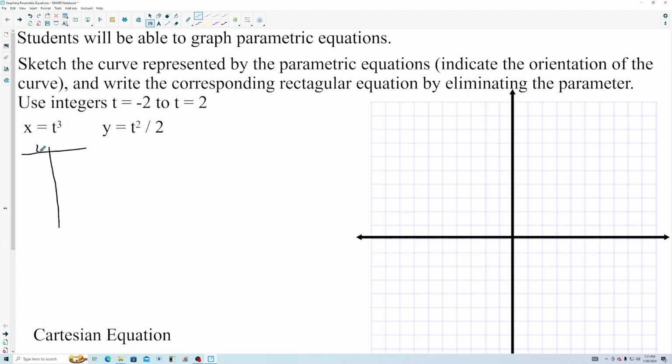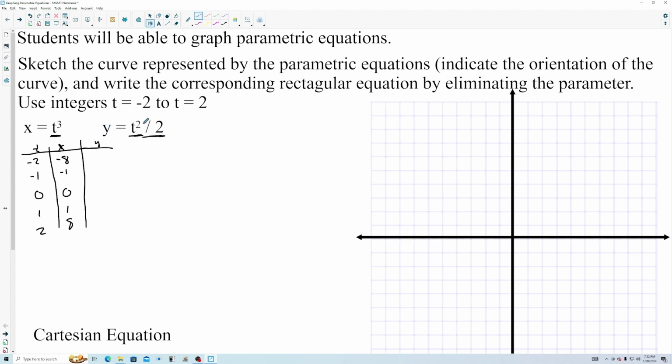So we'll have values for the parameter t. That's going to be the -2, -1, 0, 1, and 2. We'll have x values, and we're also going to have y values. So let's plug these t values in for this t to get the x values. So that'd be -8, -1, 0, 1, and 8. Now we're going to plug the t values in for the t over here to get the y values.